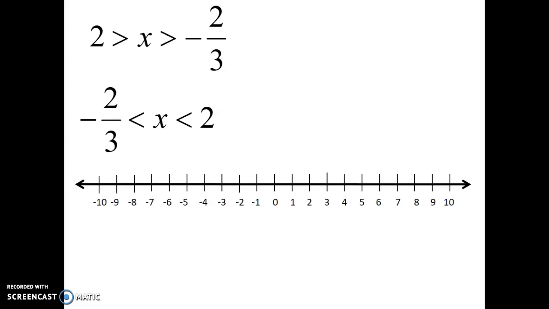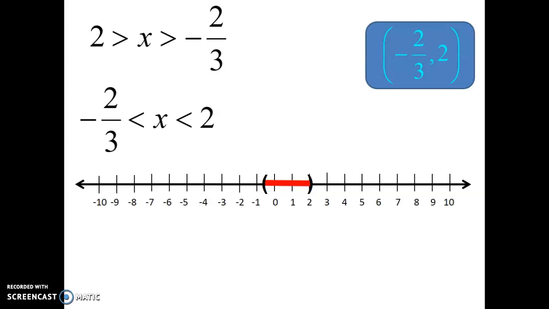Okay, so now we graph this. So at negative 2/3, we have a parentheses. At positive 2, we also have a parentheses. Since they're both facing each other, we're just going to graph in between the 2 parentheses. Then we finish this off with the interval notation for this graph, which would be from negative 2/3 with parentheses to positive 2 with parentheses as well.